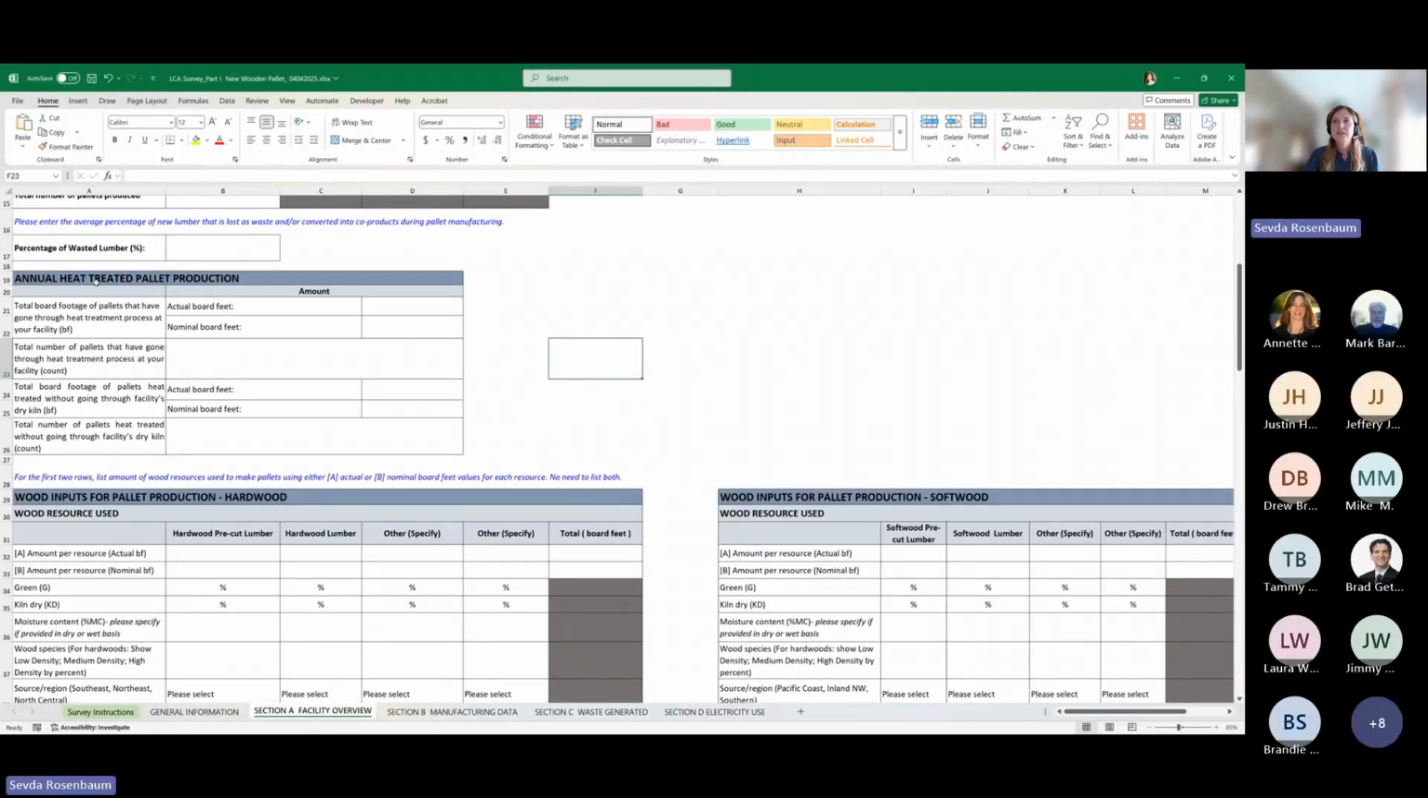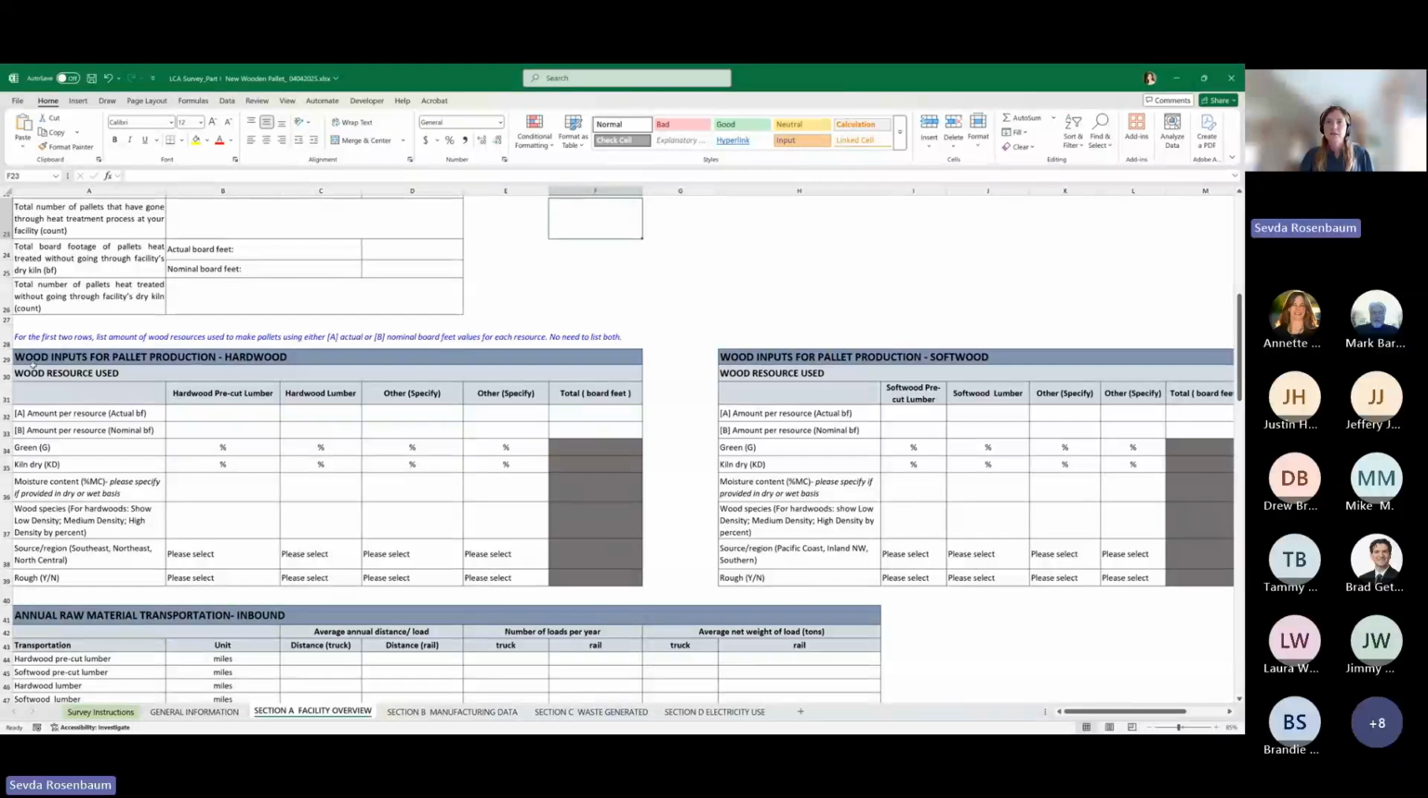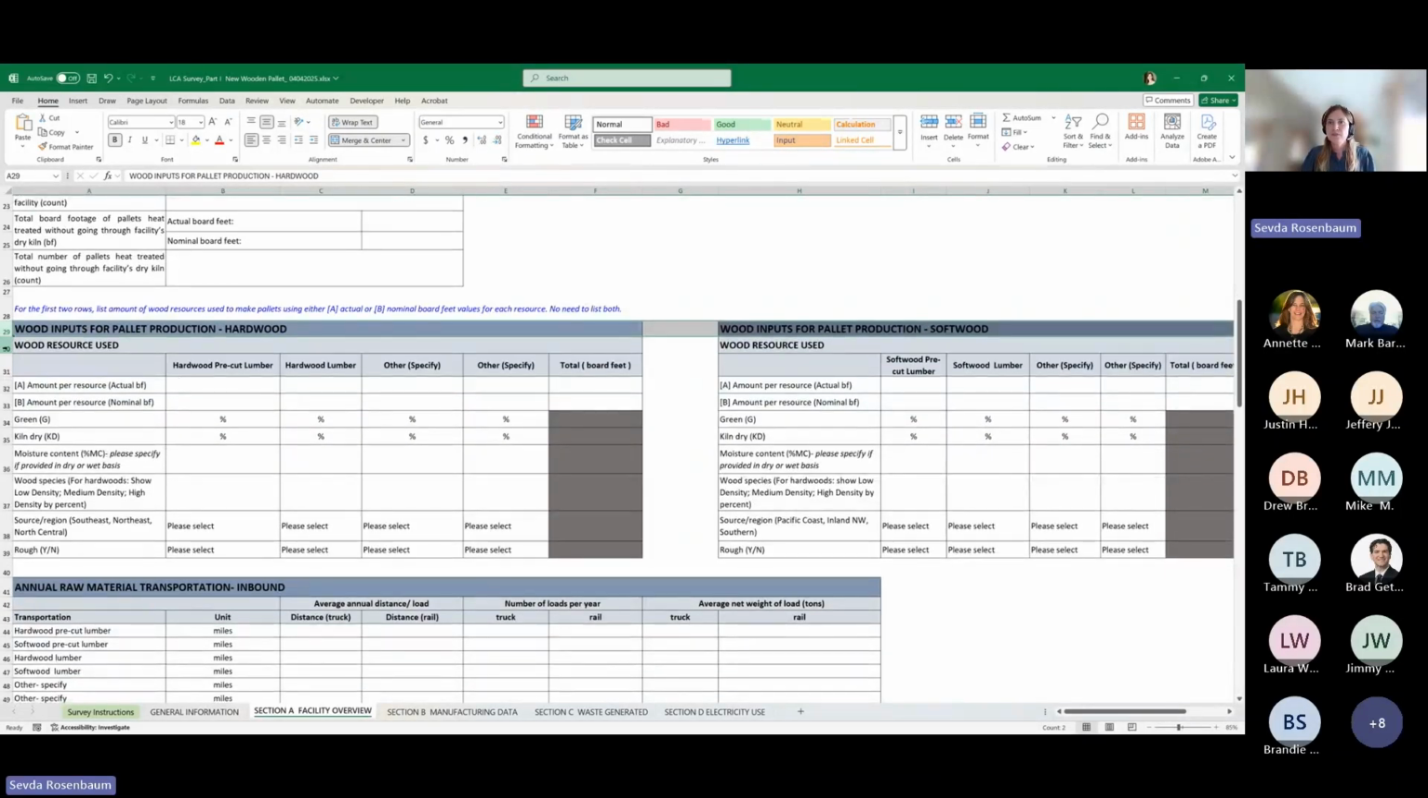The second part is on the heat treatment, just trying to understand how much of your pallets are going through the heat treatment process. And in here, we're asking information for the incoming wood. And you're familiar with these questions, most probably. We're asking board feet coming in for different types of pallets, different types of wood coming in in terms of lumber, how much of it is pre-cut lumber. We're asking the moisture content, if it's kiln dried or not. And we're also asking the sourcing region and type of lumber.